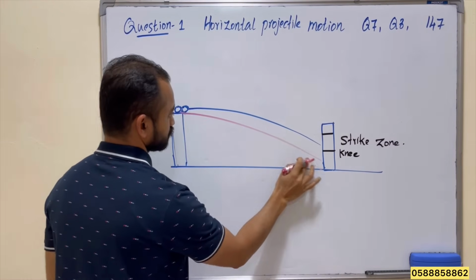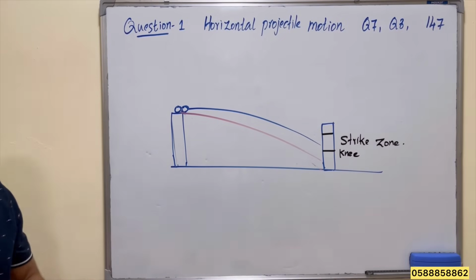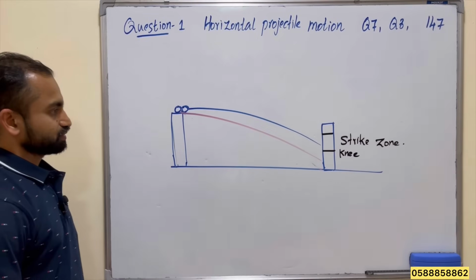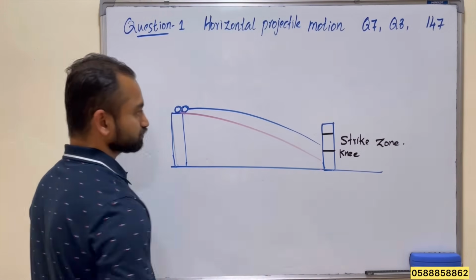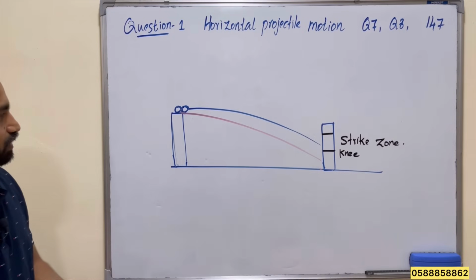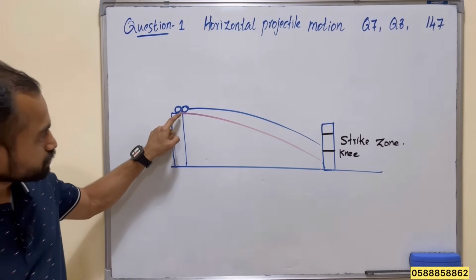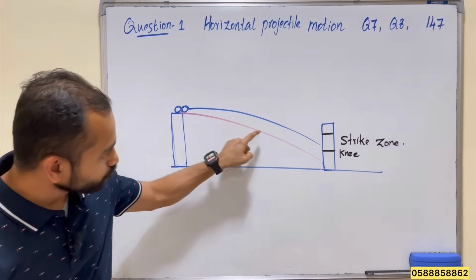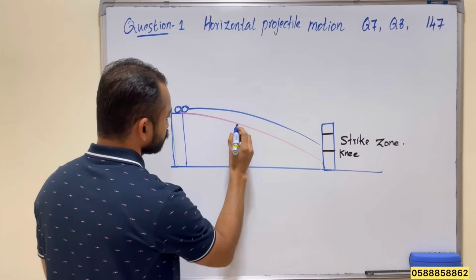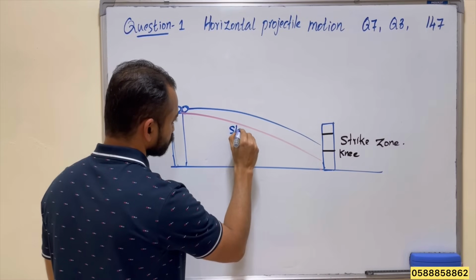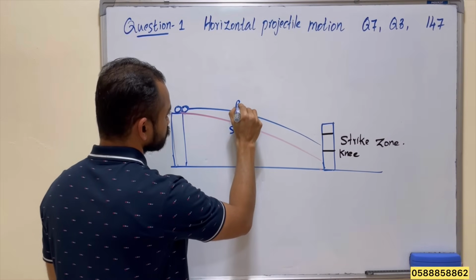Okay, it is hitting under the knee. Why? So you can see here, it means it is traveling downward distance, right? More downward distance. This is the ball you are throwing slowly. This one is slow and this one is fast.